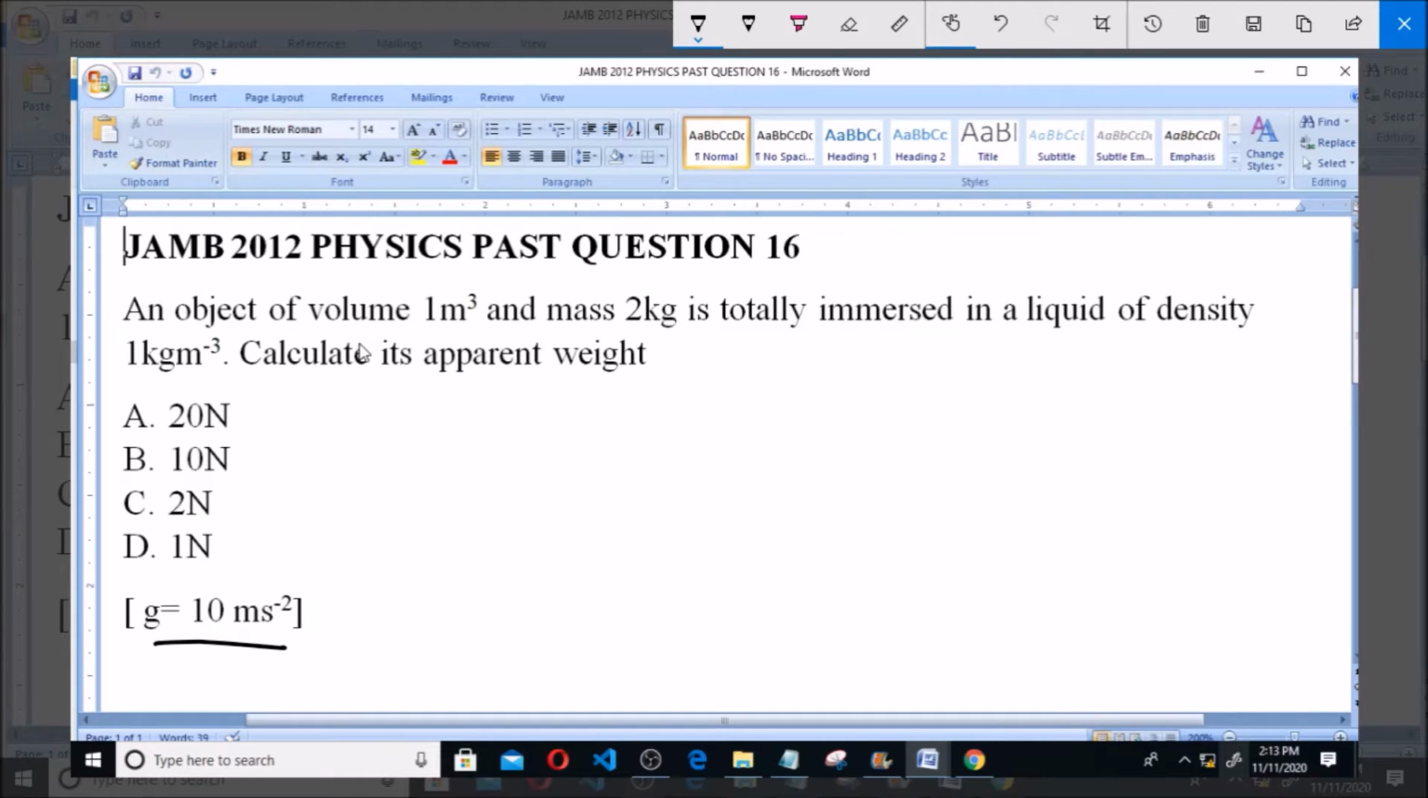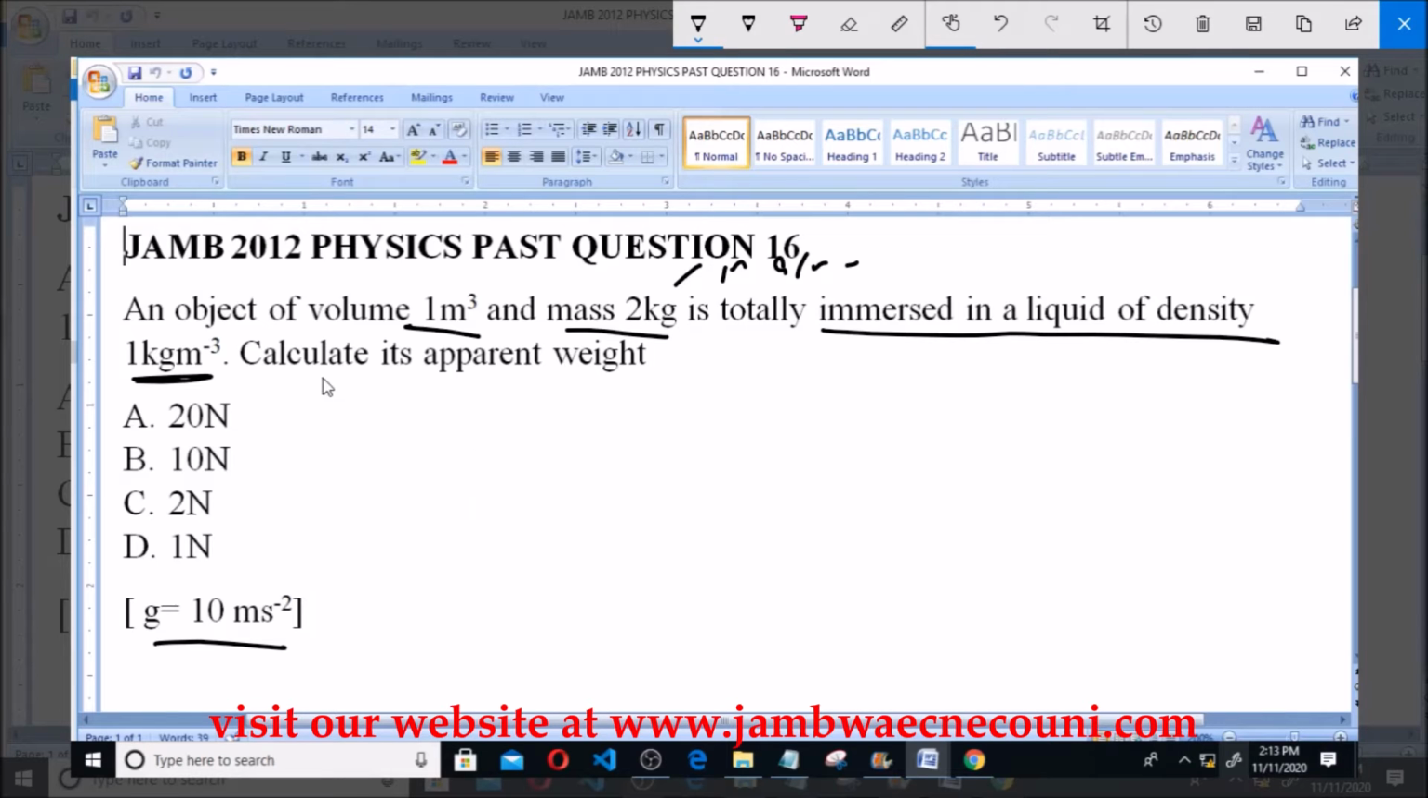So we have a situation here where we have the volume and the mass of an object in air given to us, and then we are told that it is immersed totally in a liquid of density 1 kilogram per meter cube. By the time you immerse that object in this particular liquid, the apparent weight in the liquid will be different from the actual weight in air. So we are asked to calculate that apparent weight after it has been immersed in the liquid.